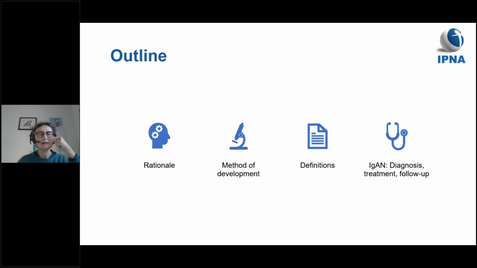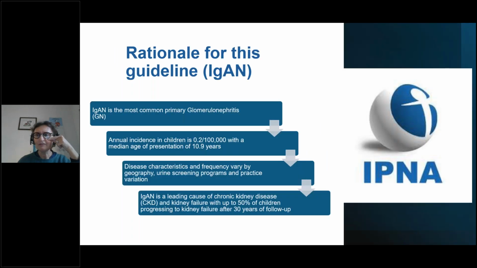The outline is that we're going to talk about the rationale, the method of development, the definitions, and then for IgAN, the diagnosis, treatment, and follow-up recommendations and suggestions that the group of experts came up with. The rationale for this guideline is pretty clear. IgAN, IgA nephropathy, is the most common primary glomerulonephritis in the world. Its annual incidence in children is 0.2 over 100,000 children, with a median age of presentation of 10.9 years.